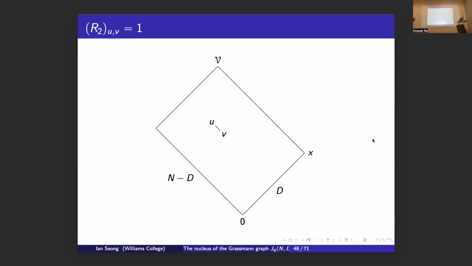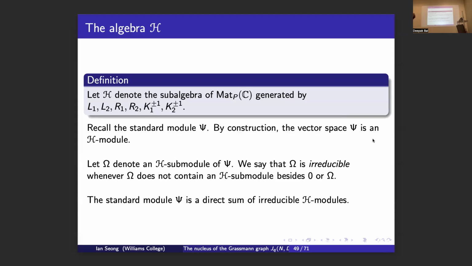Okay, so basically the moral of the story is we have a tool that allows us to go from one subspace to the other, just like how the adjacency matrix allowed us to go from one vertex to another. And here, L1, L2, R1, and R2 allow us to go from one subspace to another. We're going to denote the subalgebra generated by L1, L2, R1, R2, and K1 and K2 and their inverses by the fancy H. So fancy H is the subalgebra generated by these 8 matrices, and it's going to be the analog of the Terwilliger algebra T, but in a projective geometry picture.